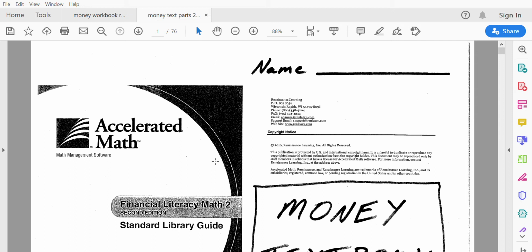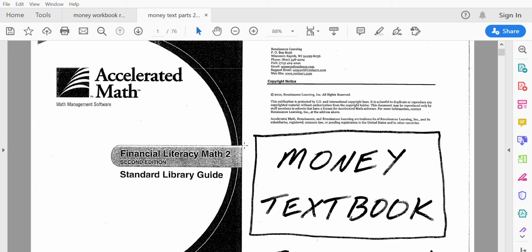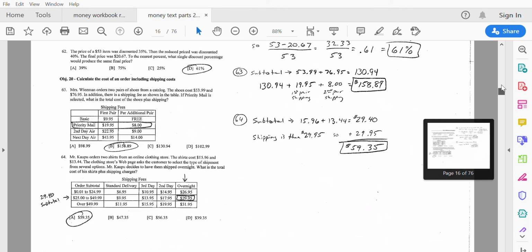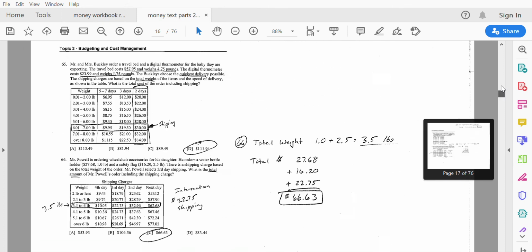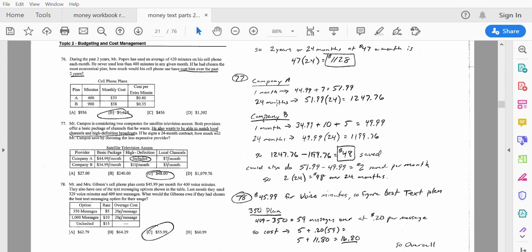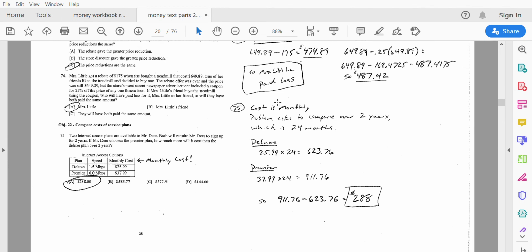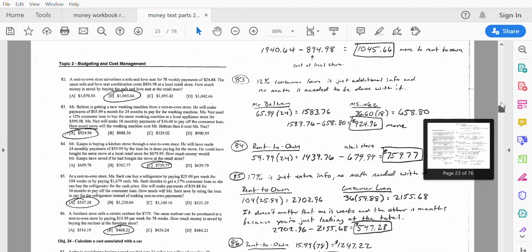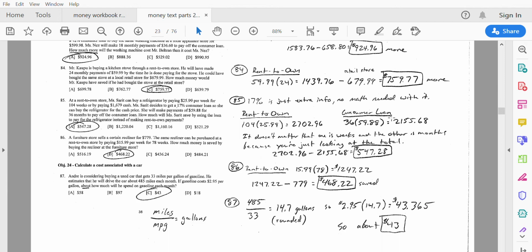Okay, so this video is for objective 24. So you're going to be in your money textbook here, and we're going to go all the way, I think, to page 38 is objective 24. So we keep going through. Yeah, bottom of page 38. Okay, so let me cut that part out. Starts with number 87. There's just one problem on this page, and then we'll move on to the next page.